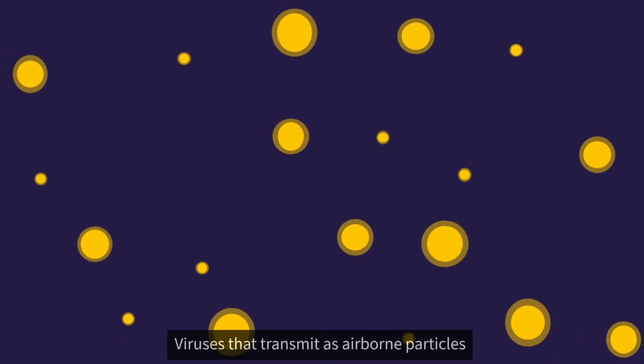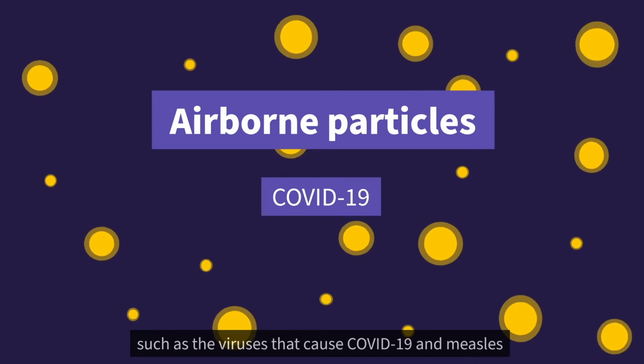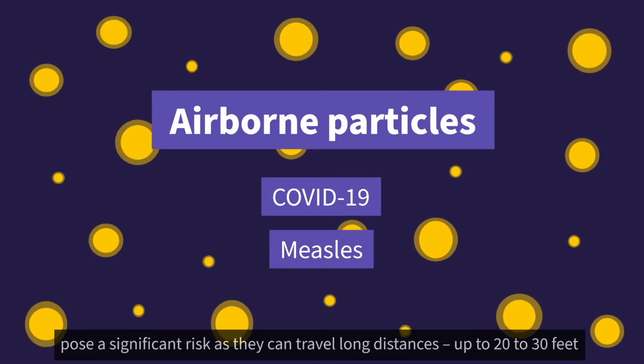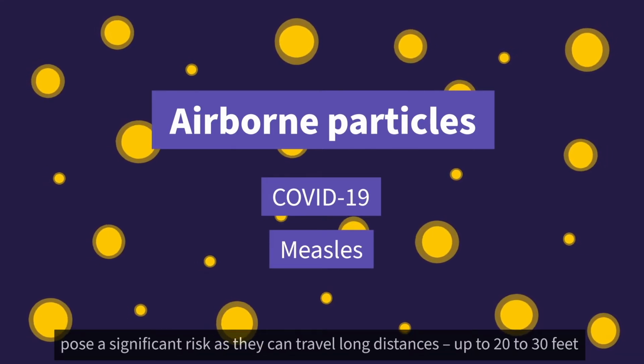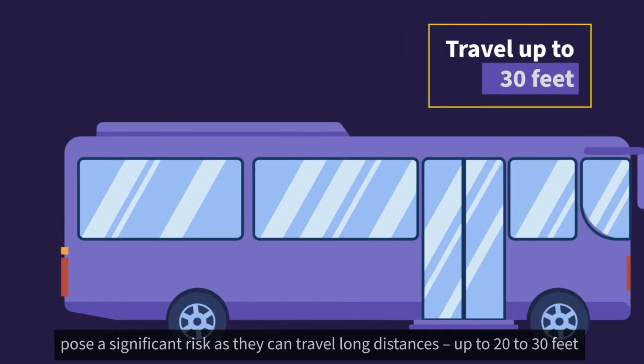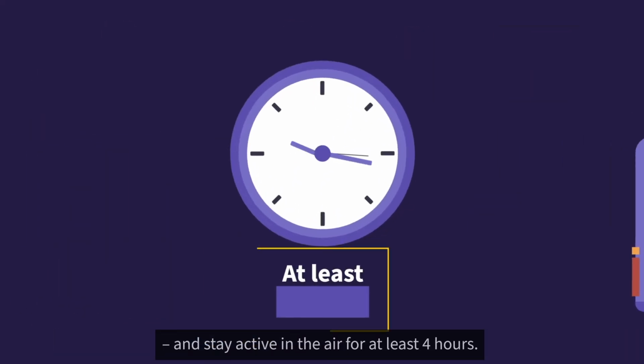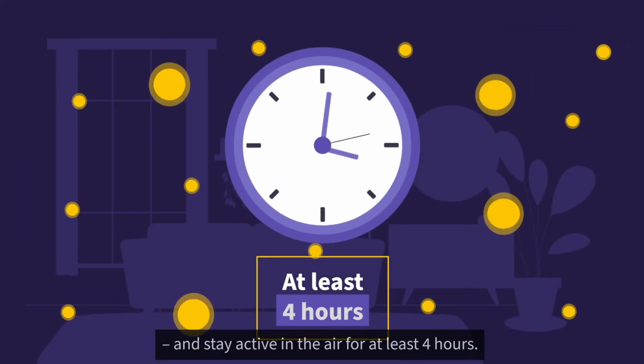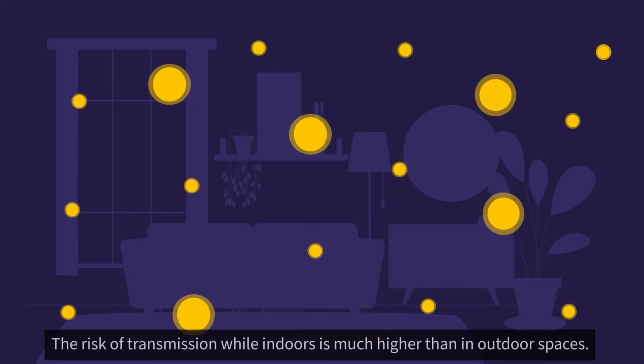Viruses that transmit as airborne particles, such as the viruses that cause COVID-19 and measles, pose a significant risk as they can travel long distances, up to 20 to 30 feet, and stay active in the air for at least 4 hours. The risk of transmission while indoors is much higher than in outdoor spaces.